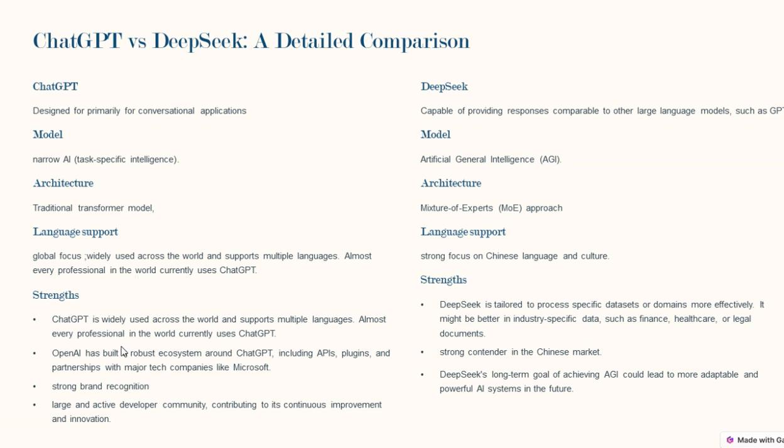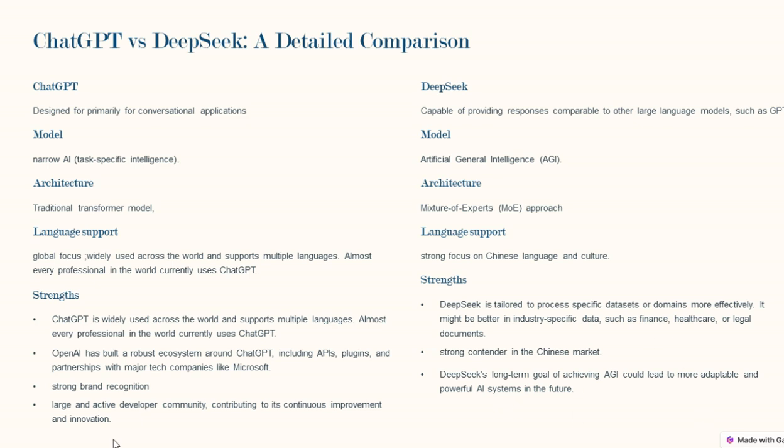Now, coming to the strengths of ChatGPT, it is widely used, right? Almost every professional in the world is using ChatGPT, whereas DeepSeek is tailored to process specific data sets for specific industries. The second strength of ChatGPT is that OpenAI has a very robust ecosystem, which includes a lot of APIs and plugins, and partnerships with major tech companies, even Microsoft. Whereas DeepSeek is a strong contender in the Chinese market. ChatGPT has already become a brand with strong brand recognition, and DeepSeek is something new that we need to watch out for.